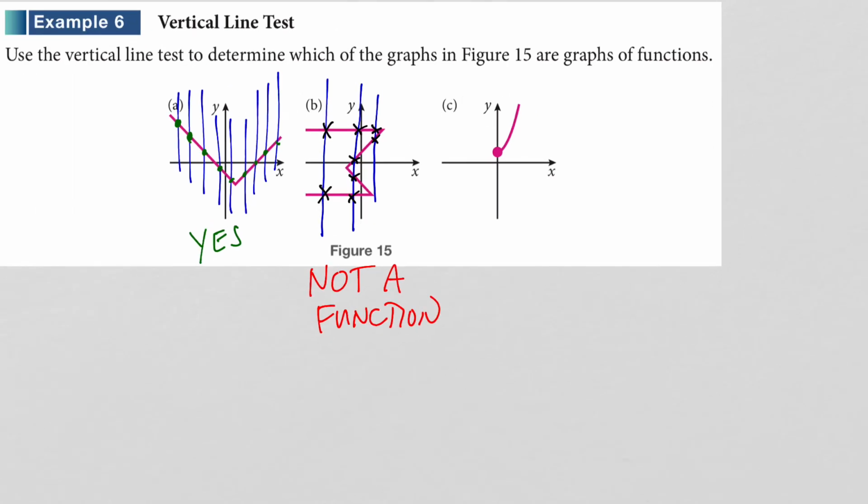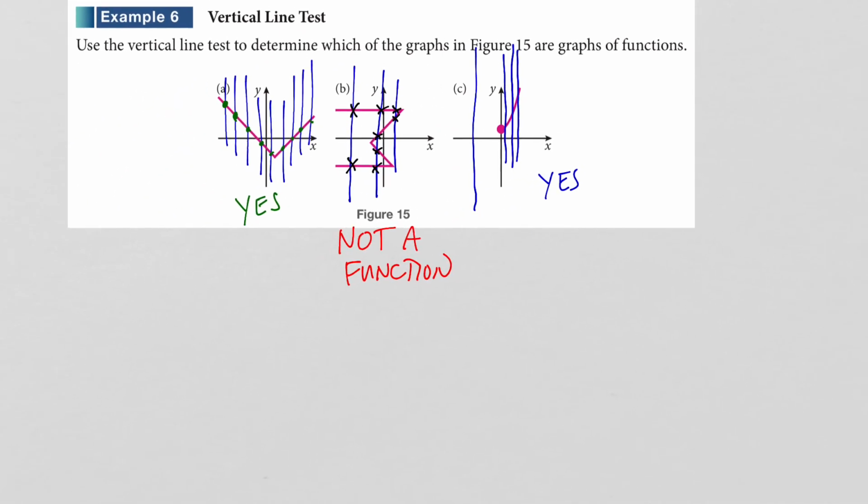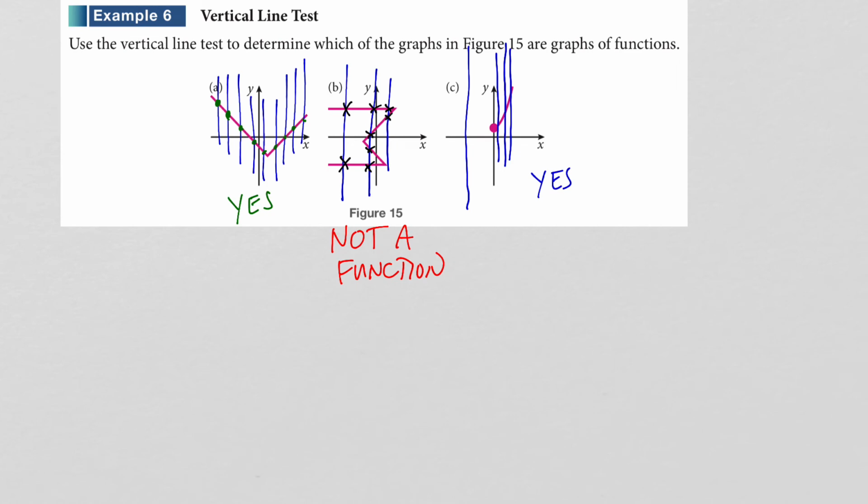And finally, for our last graph here, is this a function? Well, you can see that if we draw a line anywhere in here, all these lines are only hitting the graph one time. If you draw a line over here, it doesn't hit the graph at all. That's okay. It doesn't have to intersect the graph at all, but if it does intersect the graph, it can only hit the graph once. So yes, this is also a function. So the first and last ones are functions. The middle one is not a function according to the vertical line test.